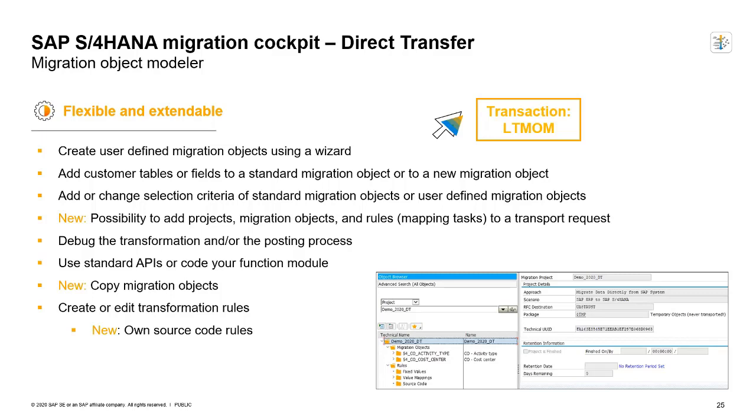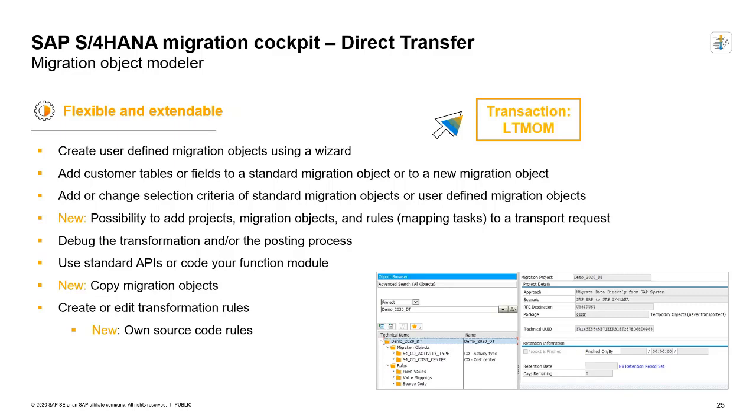Migration object modeler, our modeling environment. So you step into the modeling environment by starting transaction LTMOM, and then a wizard opens up. You can create new migration objects, or you can adjust already existing migration objects presented by SAP S4HANA Migration Cockpit, so you can explicitly add customer tables or fields to the new migration objects or to standard migration objects.